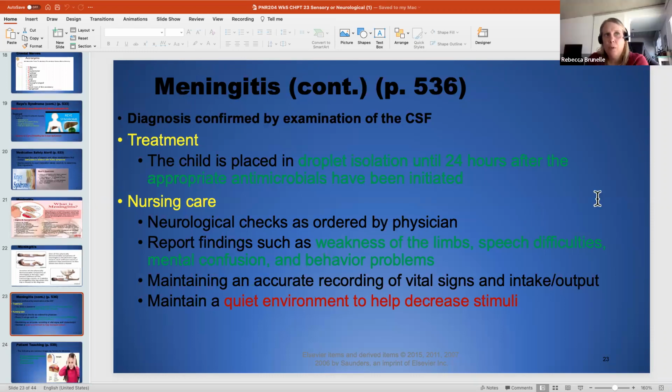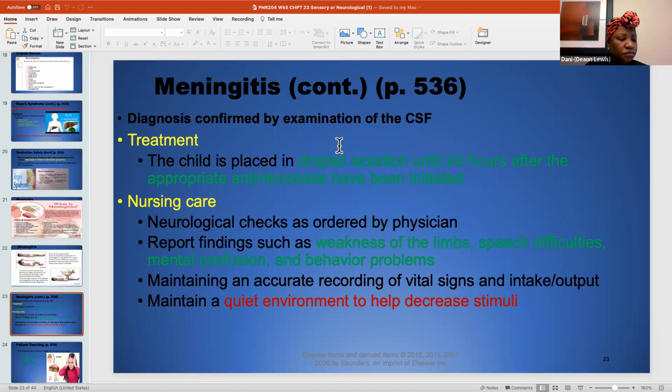Like I said, the Brudzinski and the Kernig are not definitive, so confirmation is made by examination of the CSF. How does the doctor get the CSF? What procedure allows the doctor to do that? A lumbar puncture, or spinal tap. They do the lumbar puncture, gather the fluid, and send it to the lab.